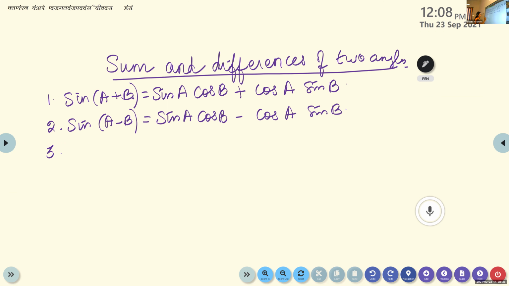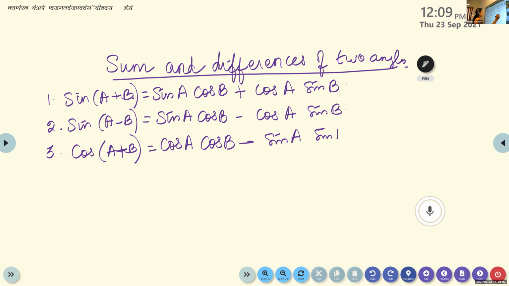Third one, for cos: cos of a plus b. For cos, cos a cos b. For sine, look at your sine, sine and cos come together. Cos of a plus b is cos a cos b, and if it is plus, we write minus: minus sine a sine b. Cos a cos b minus sine a sine b.